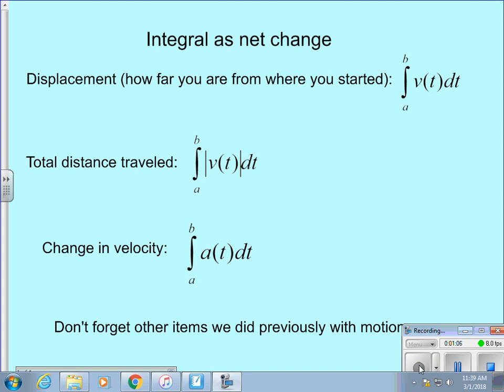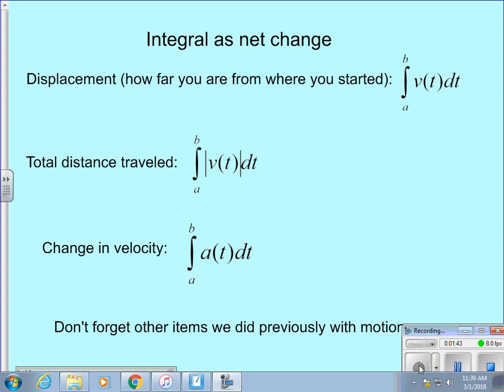Difference between displacement and total distance traveled. So displacement is the integral of the velocity. Total distance is the integral of the absolute value of the velocity. We'll talk about how to deal with that in a minute. And the change in velocity is essentially the same thing as displacement, which is change in position, right? So the change in position is the integral of the velocity. Change in velocity is the integral of the acceleration.